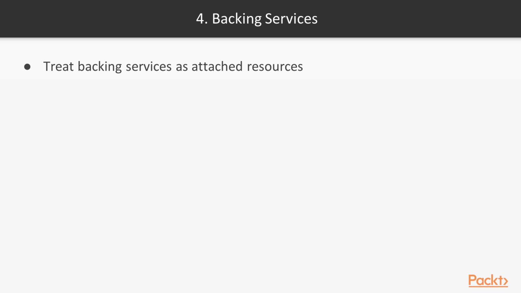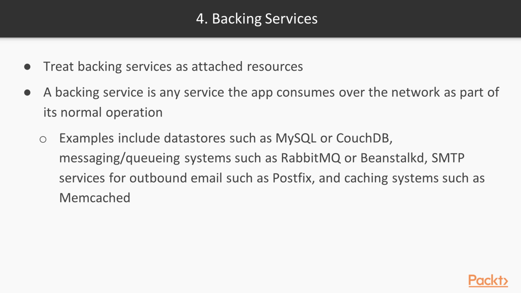The fourth rule of microservices is backing services. We need to treat backing services as attached resources. A backing service is any service that the app consumes over the network as part of its normal operation. Examples of backing services are MySQL or CouchDB, messaging queue systems like RabbitMQ, Beanstalk or Kafka, SMTP services, and caching services, for example Memcache.